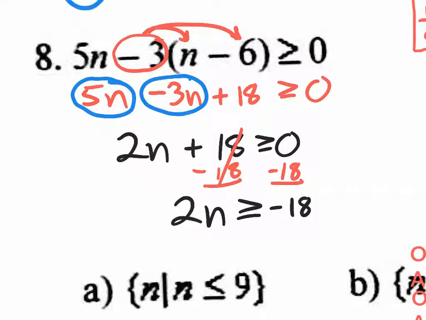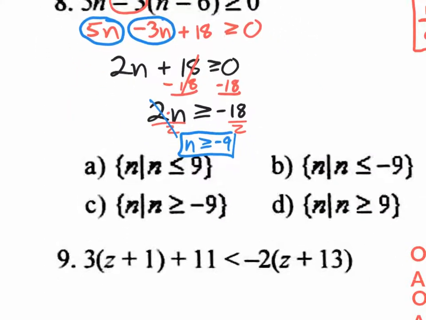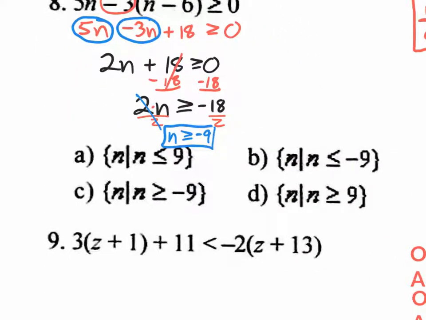So for my final step, I'm going to do what? Divide by 2. And notice, I'm not dividing by a negative. The 2's cancel, and it does not flip. Negative 9 is the answer. Now, some of us are thinking, wait, you did divide by a negative. No, I didn't. This is a negative number divided by 2. The only way it flips is if you're dividing or multiplying by a negative. So the correct answer there is C.